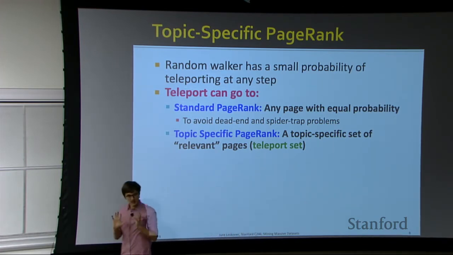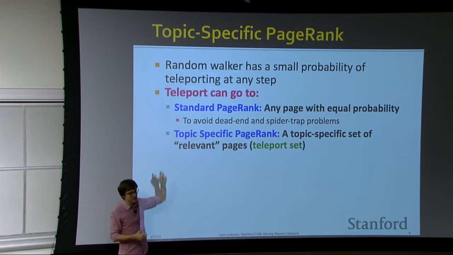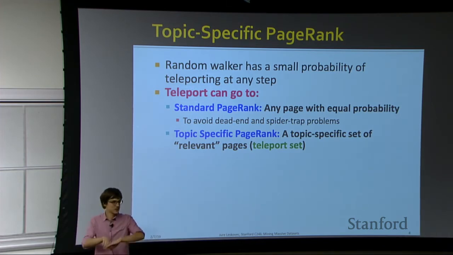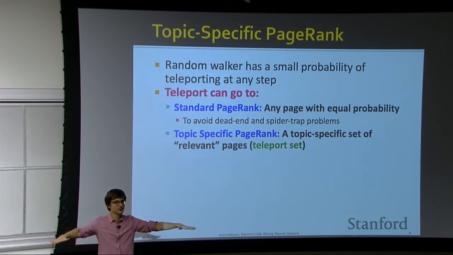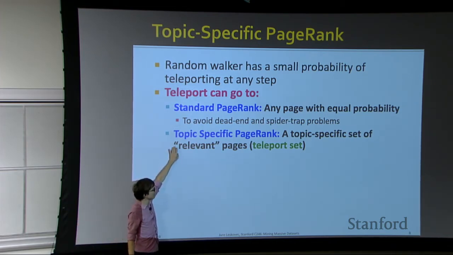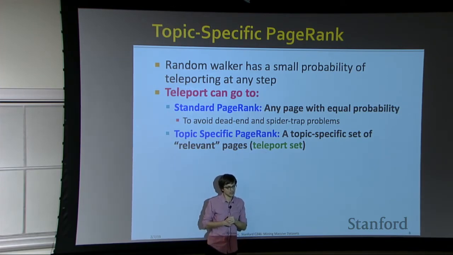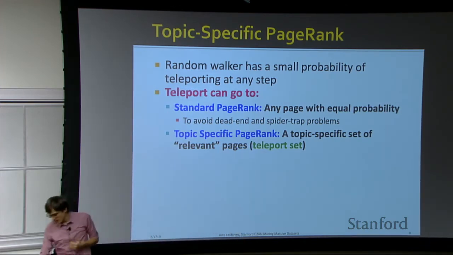So again, what's the difference? The difference is where the walker lands. In standard PageRank, the walker lands everywhere, uniformly at random, so it picks a random page. While in topic-specific PageRank, the walker lands at a random page out of the teleport set.